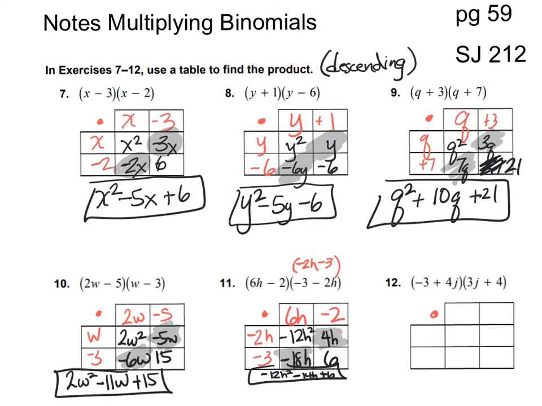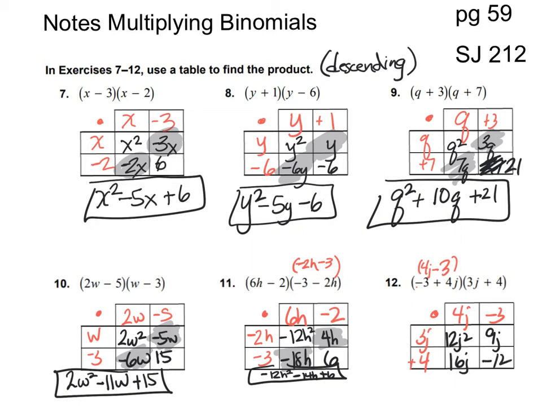Number 12, I've got to rearrange that first binomial. I'm going to rewrite that as 4j minus 3. Positive 4j, negative 3. So that is the same thing. 4j minus 3, 3j plus 4. Then I'm going to multiply. 4j times 3j is 12j squared. Negative 3 times 3j is 9j. 4j times 4 is positive 16j. Negative 3 times positive 4 is negative 12.